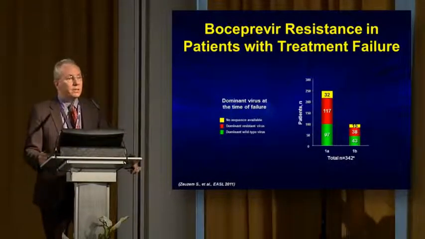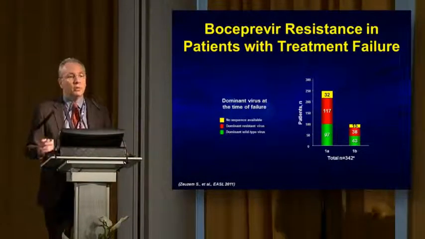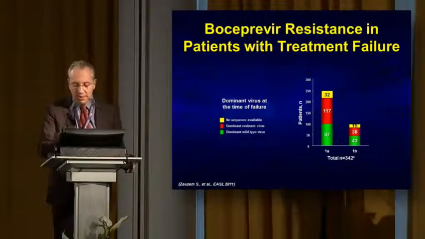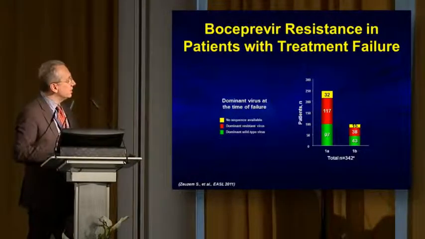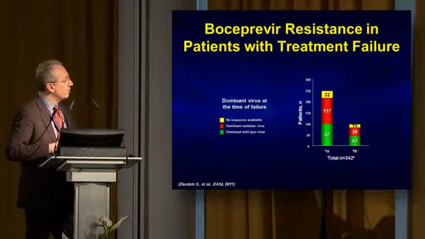What happens when the patients fail? I said that the cause of failure is the poor interferon responsiveness, but the consequence of failure is at the end selection of viruses that are resistant to the protease inhibitor that have not been eliminated by interferon and ribavirin. And you can see here in patients who were included in the boceprevir trials that at the time of treatment failure, there were more treatment failures in genotype 1A, for which the barrier is lower than for genotype 1B. And most importantly, half of the patients approximately had a dominant resistant virus at the time of failure, and half of the patients had a dominant wild-type virus.